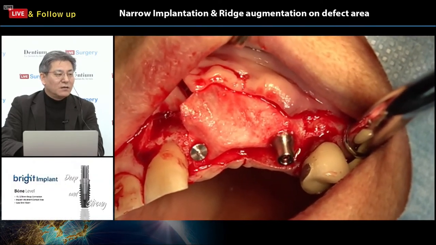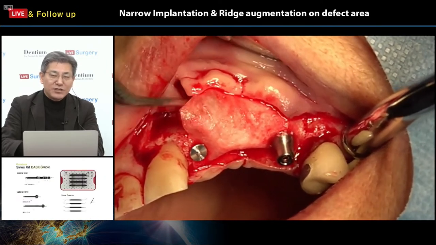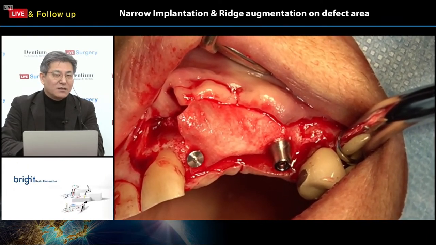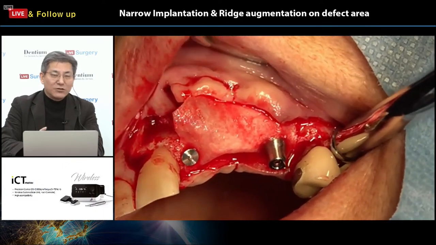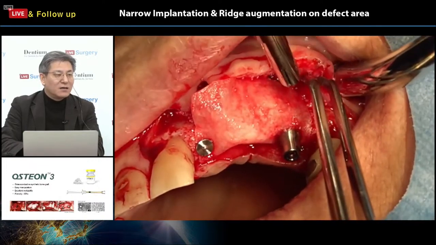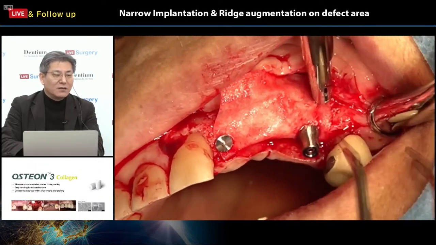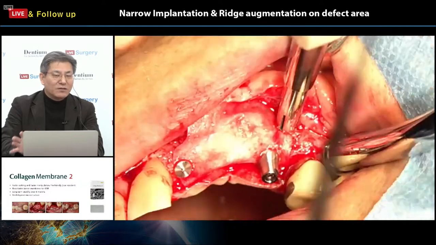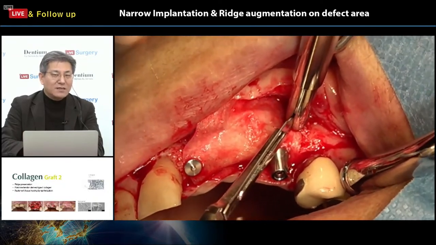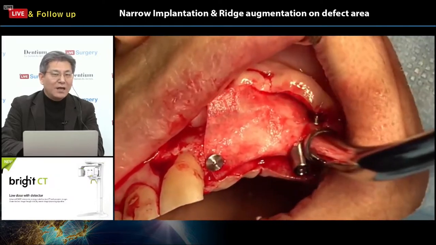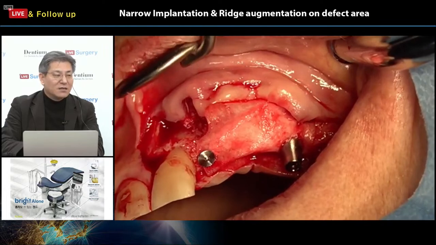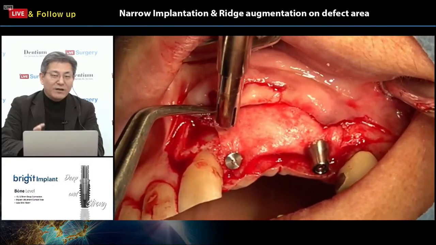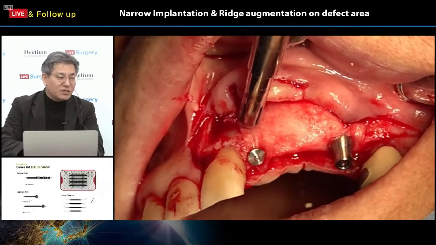If you want to have a successful GBR result, we have to consider 4 factors. Dr. Hom-Lay Wang from the USA suggested the PASS theory. You know the PASS theory, right? PASS is the initials of important factors: P, primary closure; A, angiogenesis; the first S, space making; and the second S, stability. These are very important factors to make a successful GBR result.